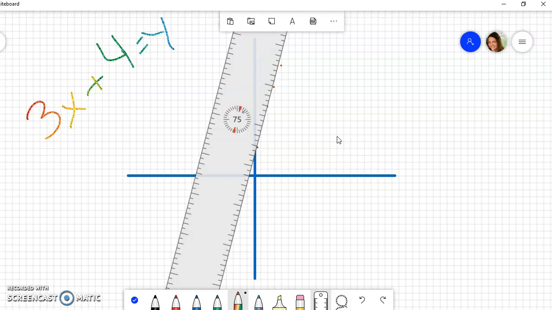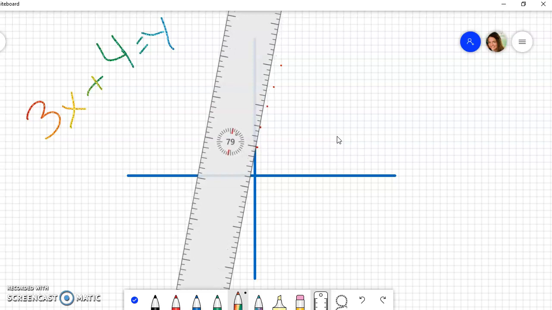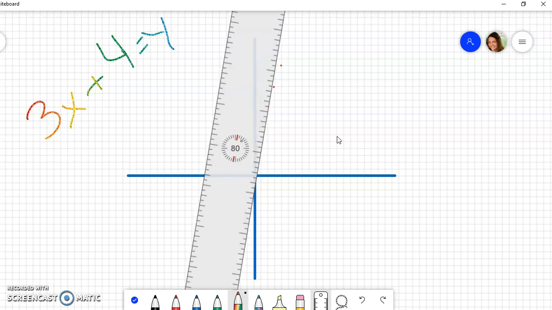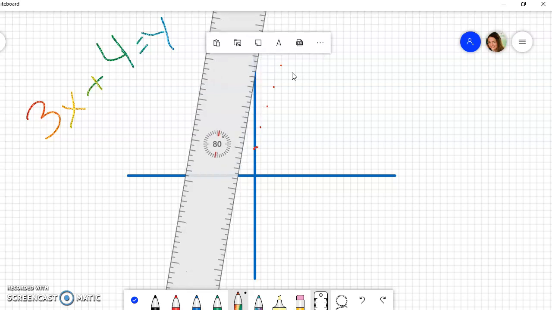Although I seem to have shifted them a little bit. Looks like, there they go. That's why.